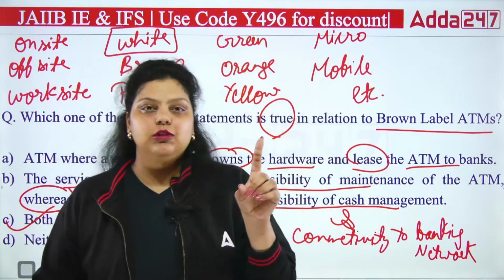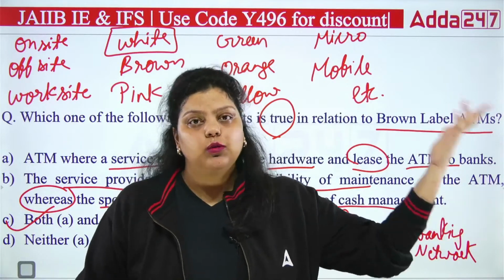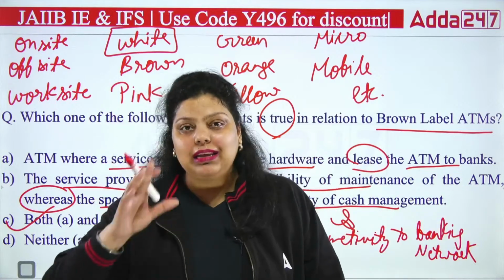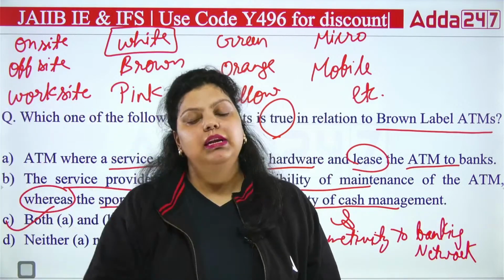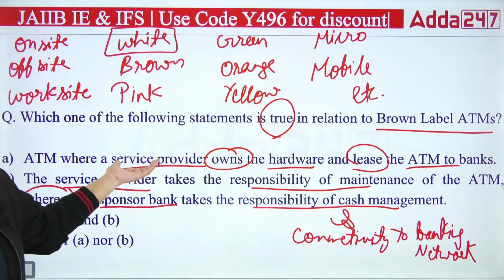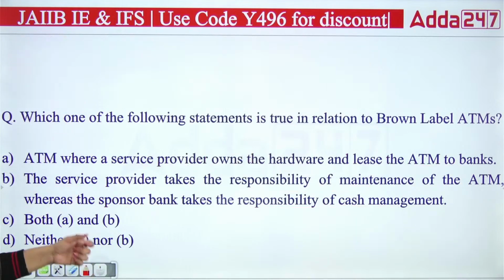Now the cash management and connectivity to banking networks will be provided by the sponsored bank, the bank which is taking the ATM machine on rent, and the maintenance of that machine will be done by the manufacturing firm. That will be known as your service provider. Very good. C is the correct answer, both A and B.